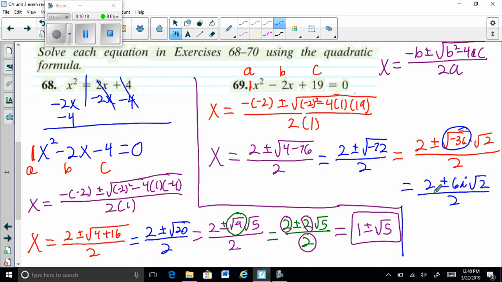And now once again, both parts are divisible by 2. Now be careful. Do not divide the square root of 2 by 2. Those two things don't have a common factor there. The square root of 2 is not the same thing as the number 2. But anyways, you're dividing both parts by 2. So this 2, I'm going to divide it into this 2, and I'm going to divide it into the 6 right there. So my final answer should be 1 plus or minus 3i square root of 2. And that should be my answer for that one. Okay, well that does it for page 2.